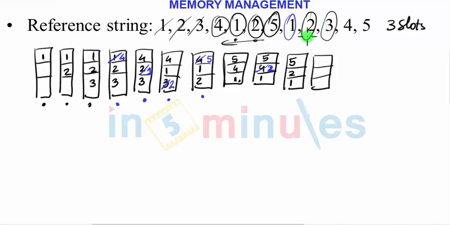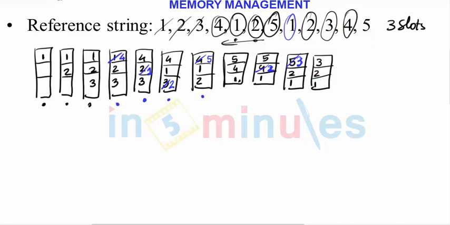2 was just recently accessed, so no. 1 was just recently accessed. 5 has not been recently accessed. We'll replace it by 3. Going further, what we have in hand currently is 3, 2, 1. Now let's see the next one, which is 4.